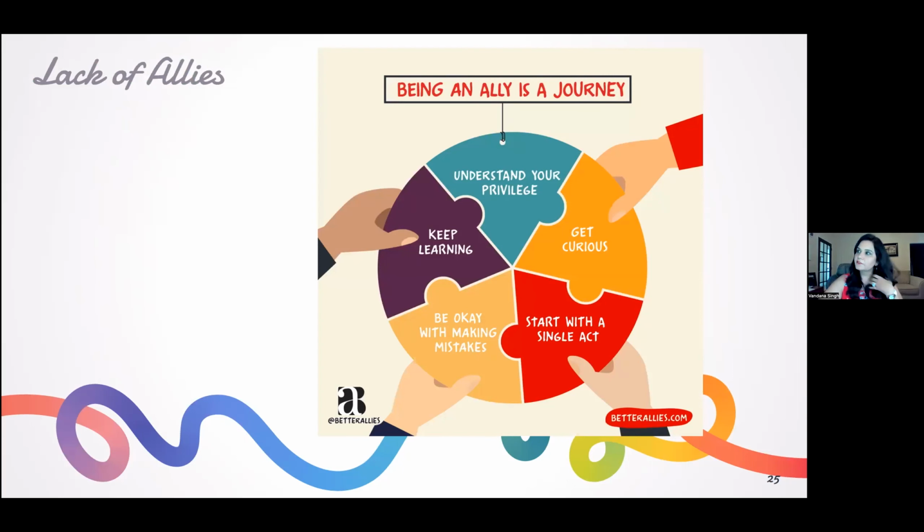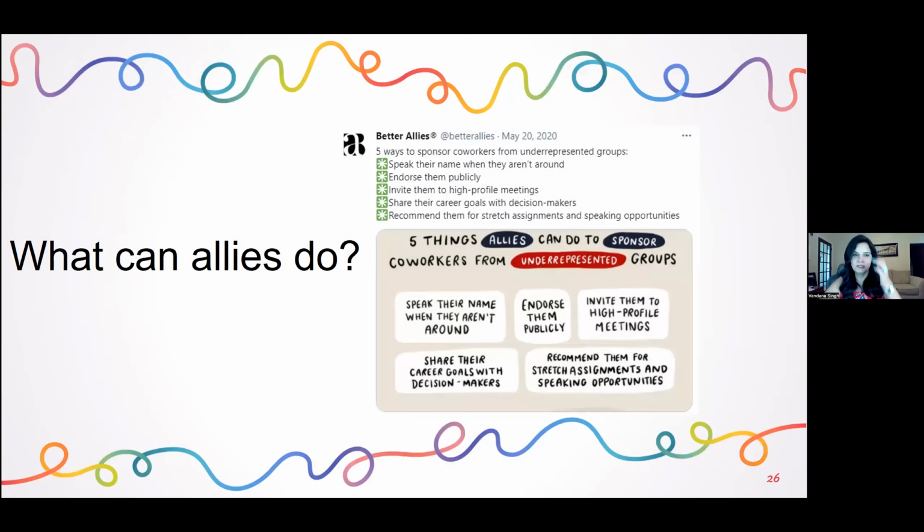In terms of lack of allies, it's important for all of us to start thinking about ourselves as allies, and about being an ally as a journey. So understanding your privilege, getting curious, starting with something very simple, be okay with making mistakes, keep learning. Keep improving, keep learning. So Better Allies is a very useful organization that produces a lot of content that I really like.